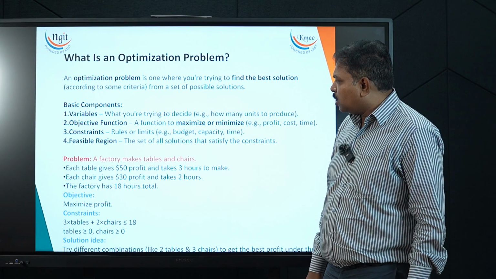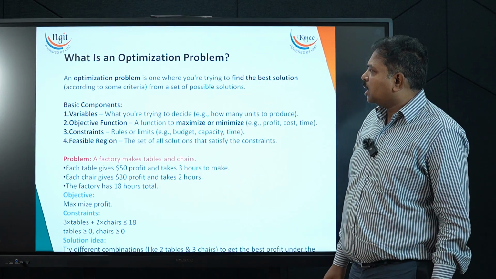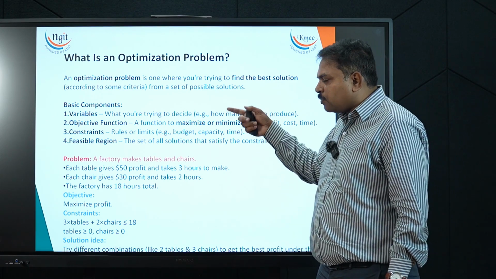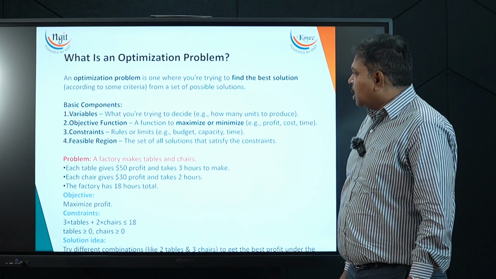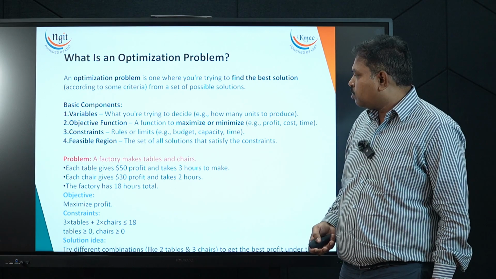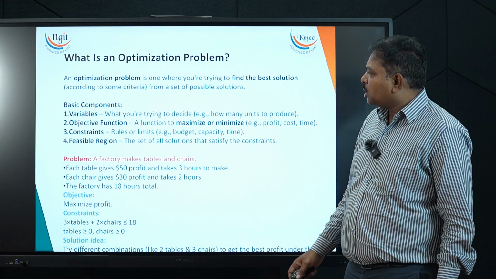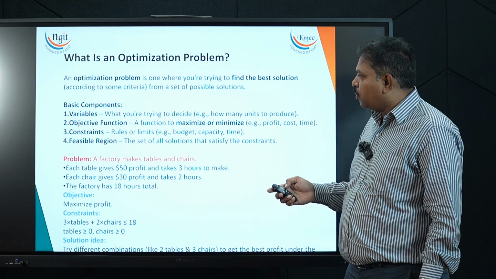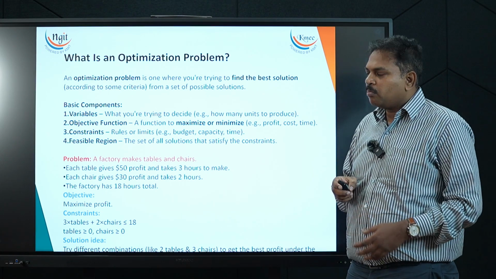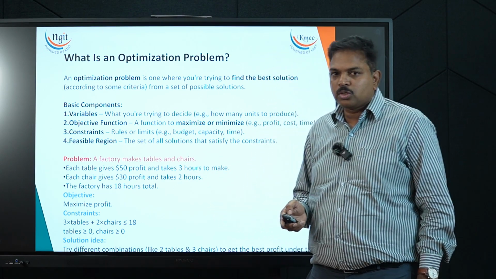So this kind of rules and limits are imposed on the problem, and they have to find the best solution while satisfying these constraints. And the last one, every problem has a feasible region. It means I have many solutions, but only those solutions that satisfy the constraints count. So these four are the components of an optimization problem: variables, objective function, constraints, and feasible region. Every problem we formulate within those four components, and we try to find the best solution.